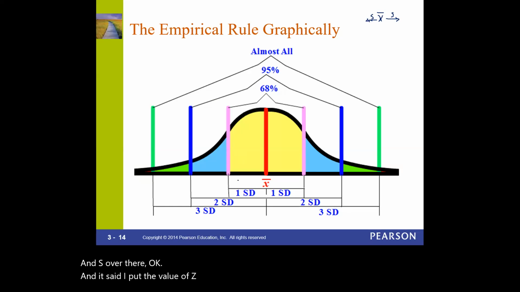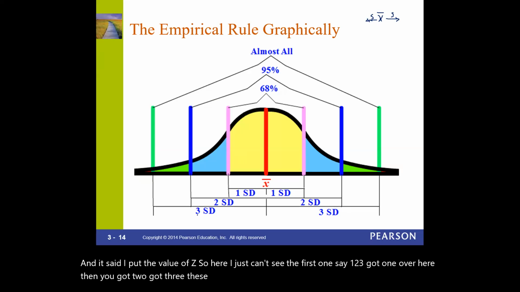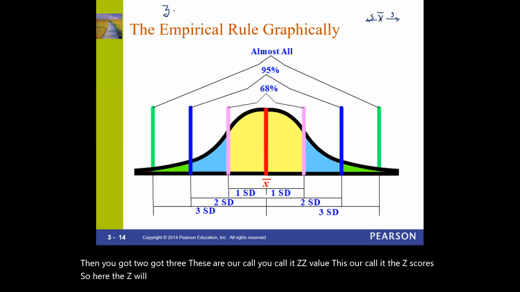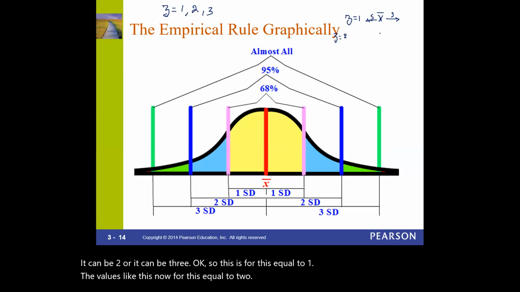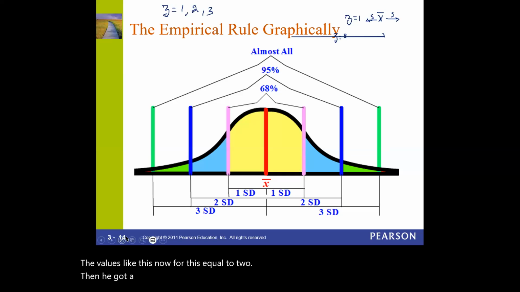So here, as you can see, we have 1, 2, 3. We got 1 over here, then you got 2, you got 3. This I will call the Z value. This is how I call the Z scores. So here, that's a Z. Either it can be 1, it can be 2, or it can be 3. So this is for Z equal to 1. The value is like this. Now for Z equal to 2, then you get a bigger shape.